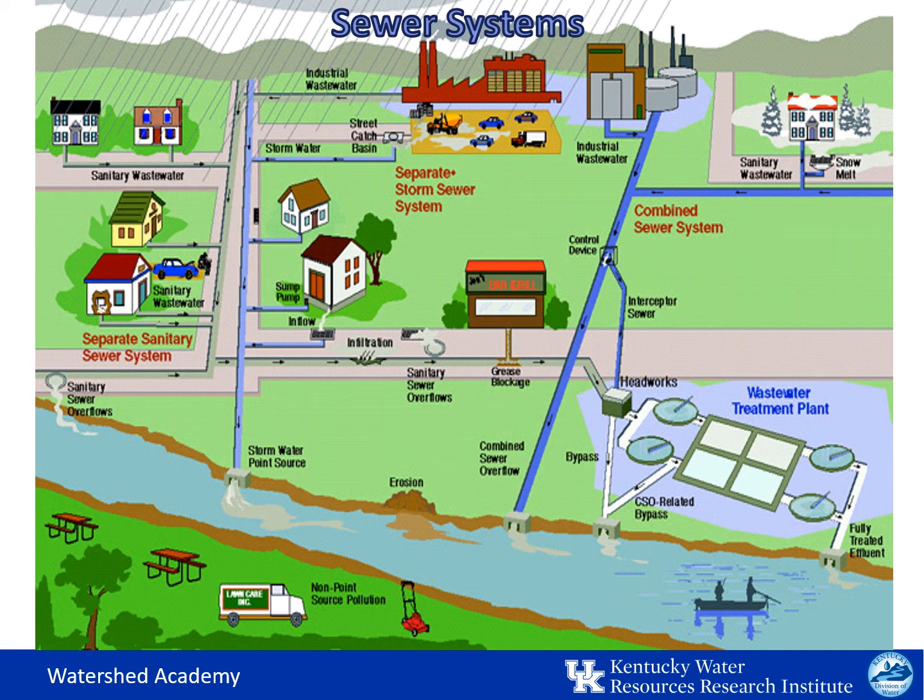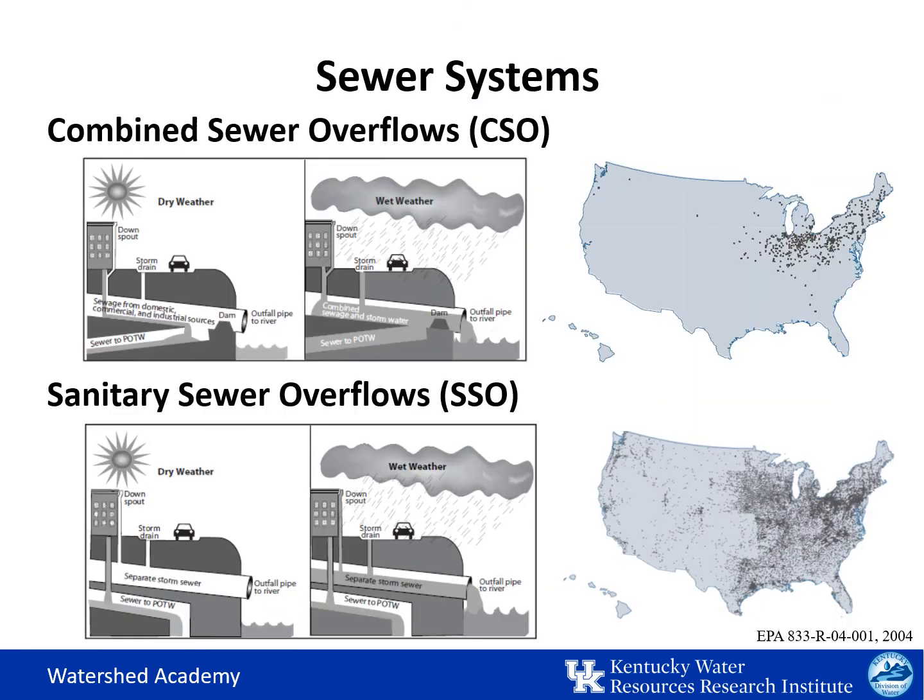The separate system enables stormwater and sanitary discharges to go into two different systems of pipes. This reduces the treatment plant overloads, but it means that the stormwater enters water bodies untreated. The graphics indicate where these different types of overflows occur within the United States.